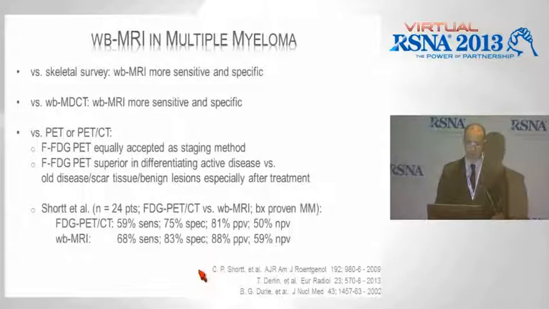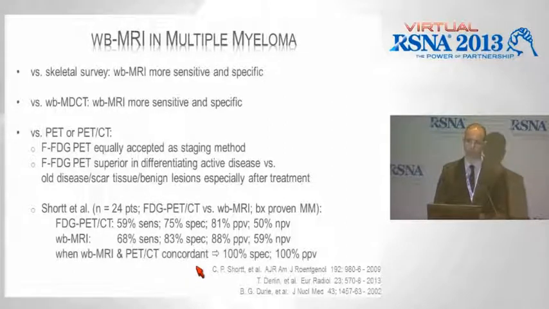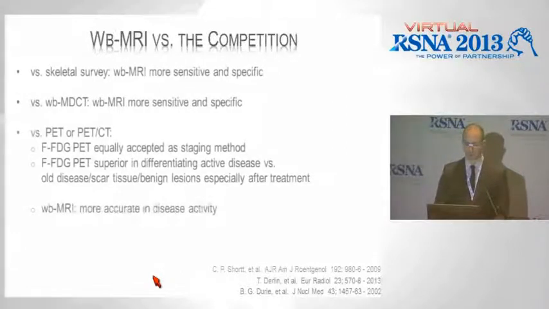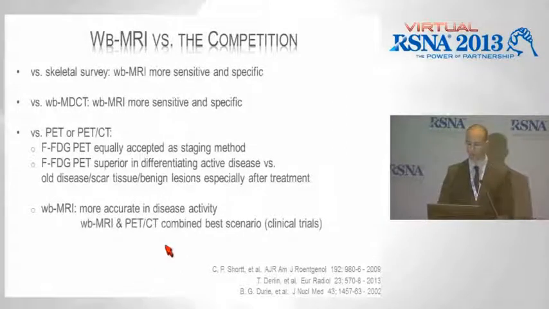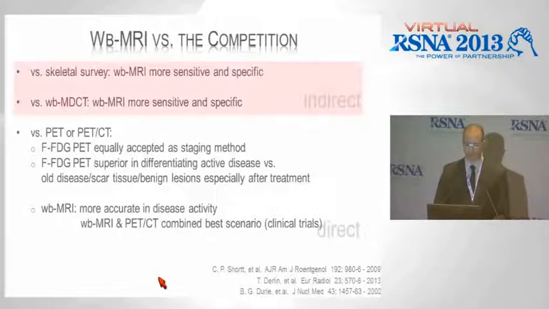Another study actually looked at active multiple myeloma and compared PET to whole body MRI. What they found is quite similar, or maybe slightly better for whole body MRI in detecting active disease. And they concluded that if you combine both together, you reach 100% specificity. That might be an interesting approach for clinical trials where you want to assess a response to new drugs, that with the combined setup, you can really correctly stage the disease.